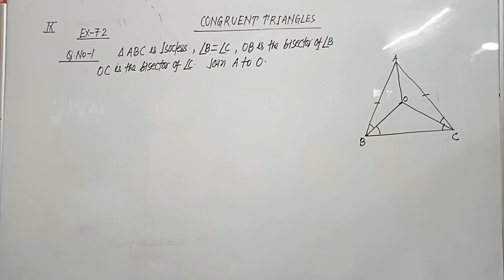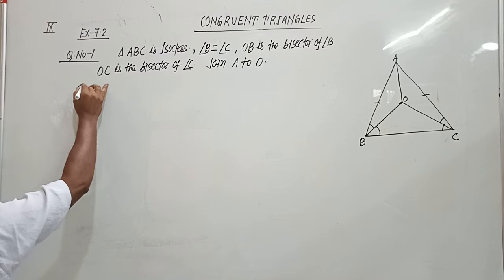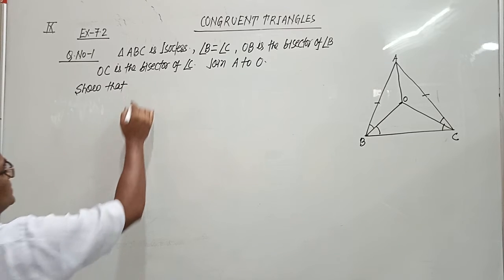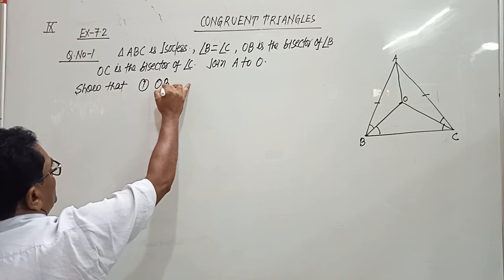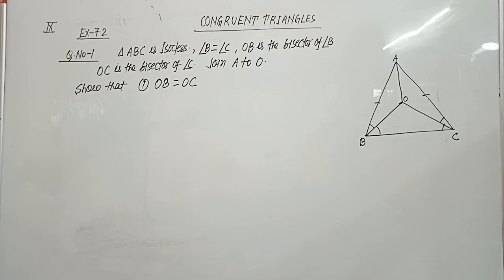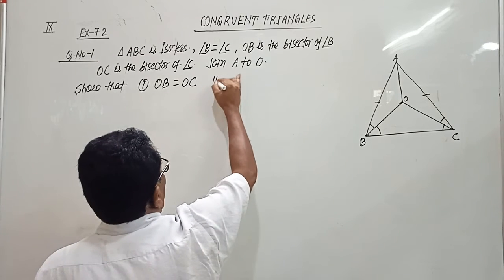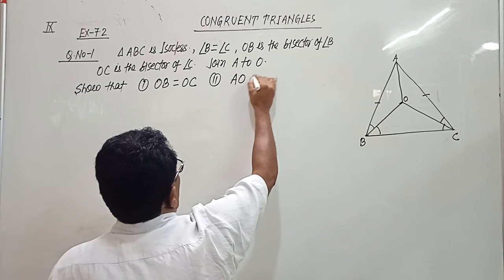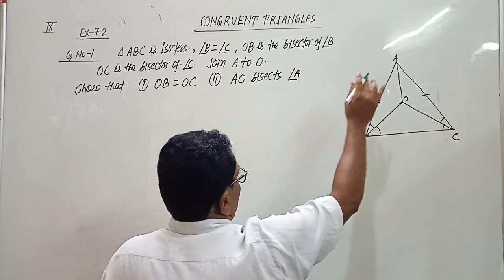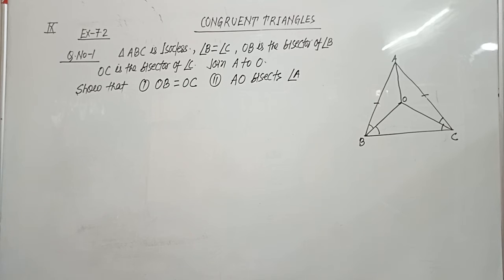Then we have to show that OB equals OC, which is the first part, and the second part is that AO bisects angle A, meaning AO is the bisector of angle A. We have to prove this.